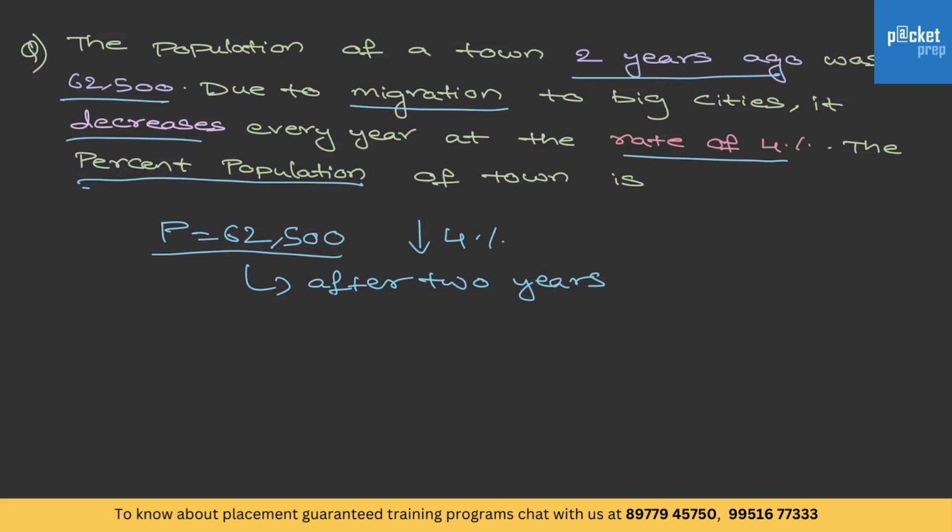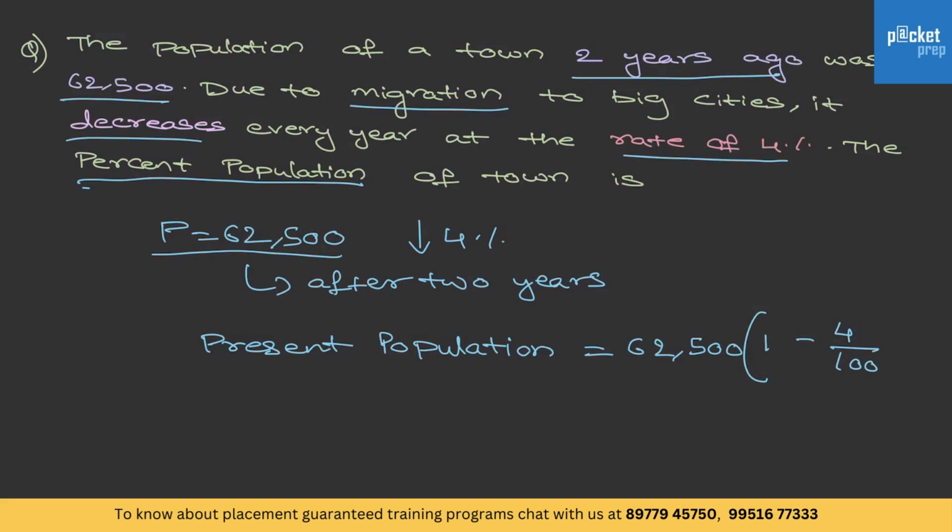This will be done by the formula given before. So the present population is equal to 62,500 into 1 minus 4 by 100 whole square. As I mentioned before, the formula is P into 1 plus R by 100 whole power n, where n is the number of years, R is the constant rate and P is the population. So as the rate is decreasing, I took it as negative.